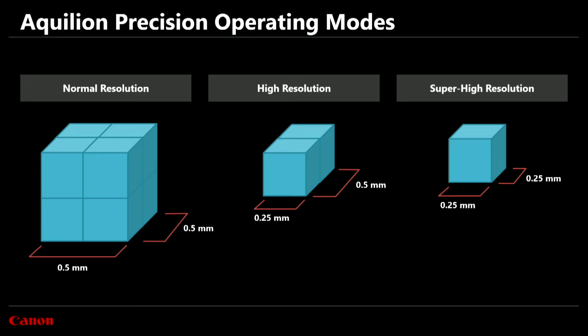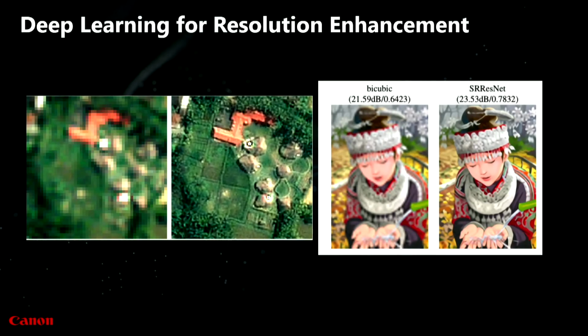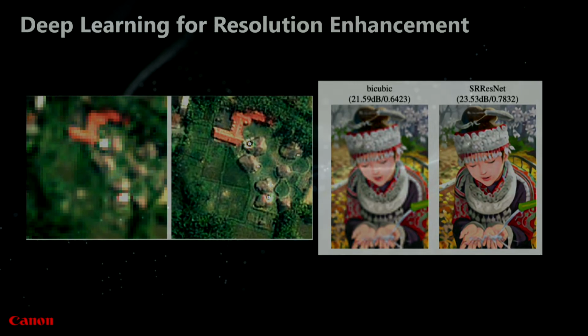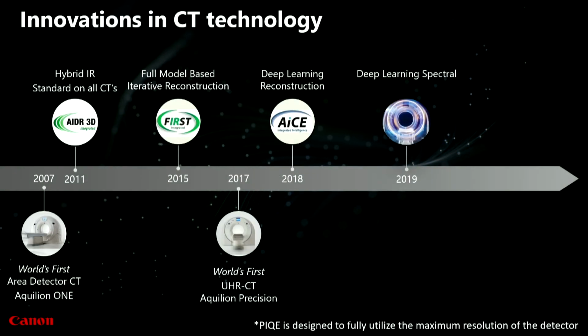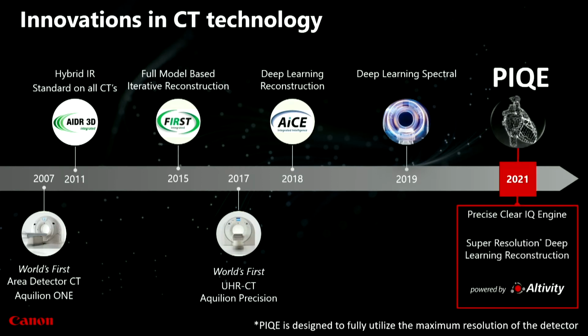So with these two sets of data, we have what we need to train this neural network, which is to present a normal resolution image and ask it to produce for us high resolution images. Is this technically feasible? Well, it has been proven in the past in the fields of, for example, satellite imagery and digital photography, that deep learning can improve spatial resolution. So knowing that it is technically feasible, we have the data, we brought these two together, and that brought us PEAK, which is Precision Clear IQ Engine. And that gives us super high resolution images based on deep learning on the wide area detector.